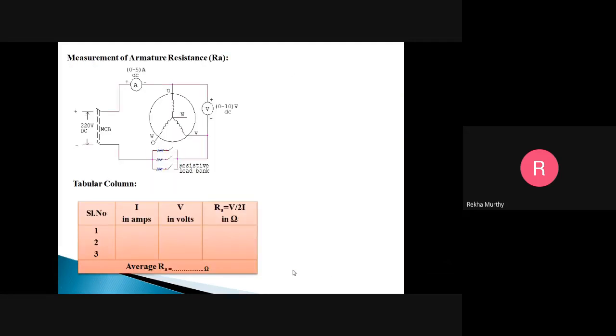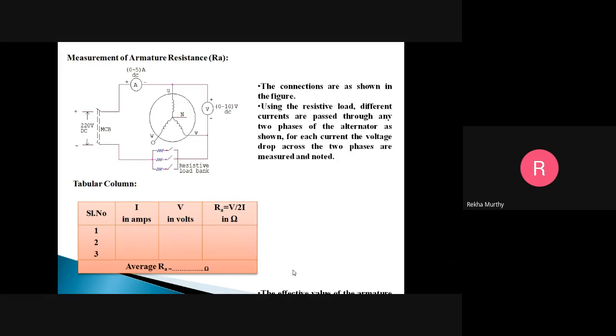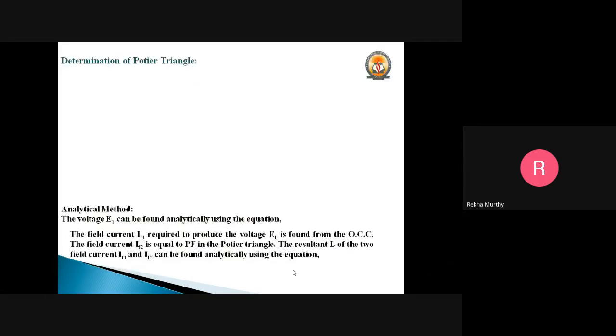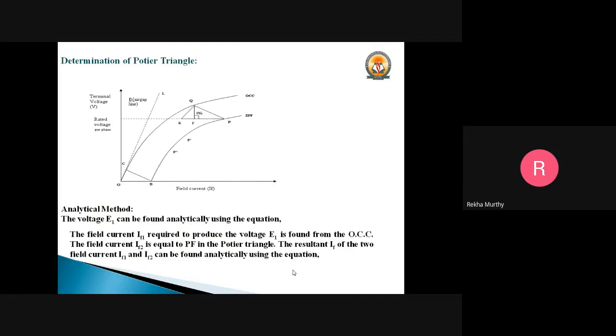Then the same value can be taken down as what we did for the EMF and MMF methods, that is nothing but the armature resistance. So armature resistance is measured here as what we have done. Similarly, this is a different way to solve for the voltage regulation, by making use of the Potier triangle.